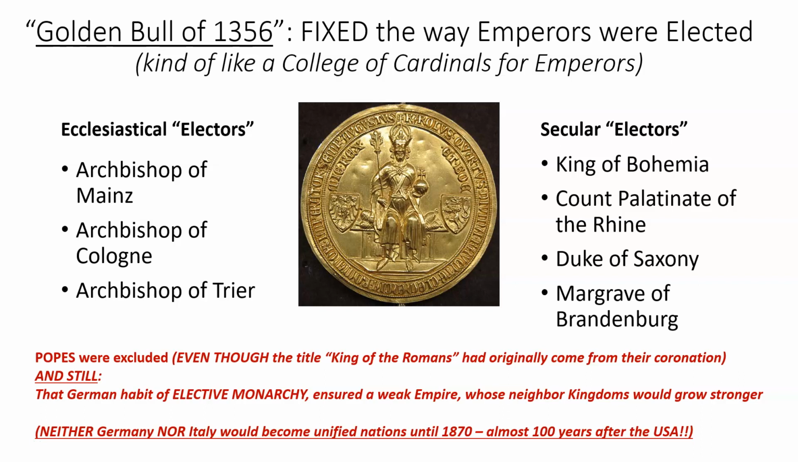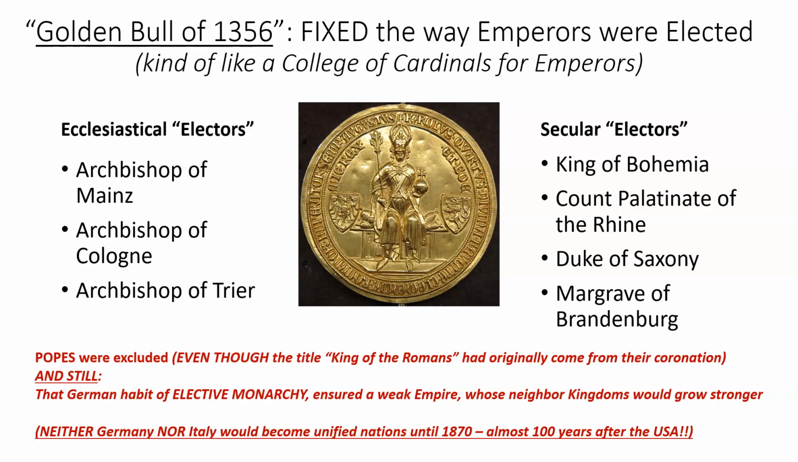And you still notice, even though it's a regularized process, you still have this. It's actually kind of cementing in that German habit of elective monarchy, which is going to eventually ensure that this empire is weak and it remains weaker as its neighboring kingdoms eventually grow stronger, right? For what it's worth, also, and the book doesn't mention this in this chapter, as we're foreshadowing a little bit, neither Germany nor Italy would ever achieve national union in a way that other areas of Europe did, in the way that we kind of consider normal.